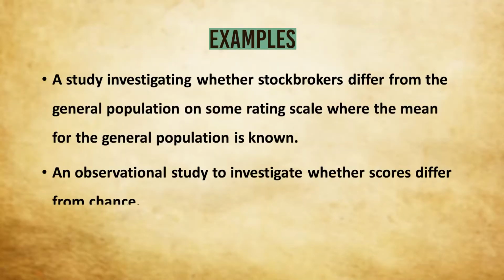We can think of some examples. A study investigating whether stockbrokers differ from the general population on some rating scale where the mean for the general population is known. In this situation, we can use a t-test. An observational study to investigate whether scores differ from chance. This is also a suitable example of a t-test. In both these situations, you see nothing has been told about the population standard deviation. And here we are testing the difference in terms of their means. So that is why these are suitable fields of application of the one-sample t-test.